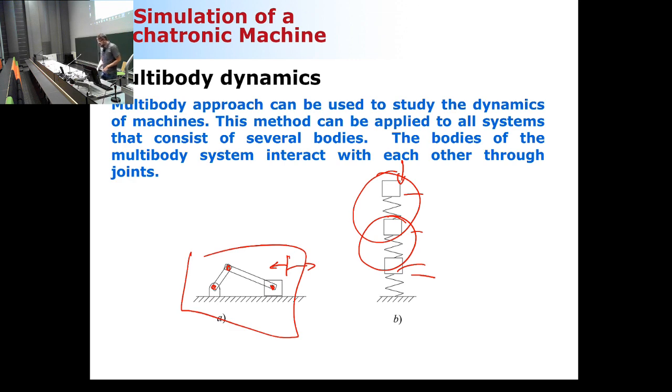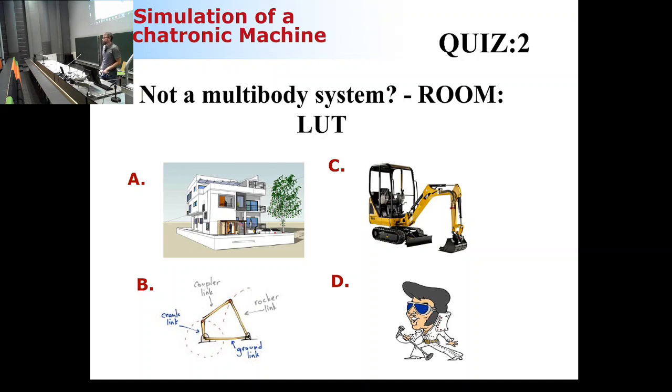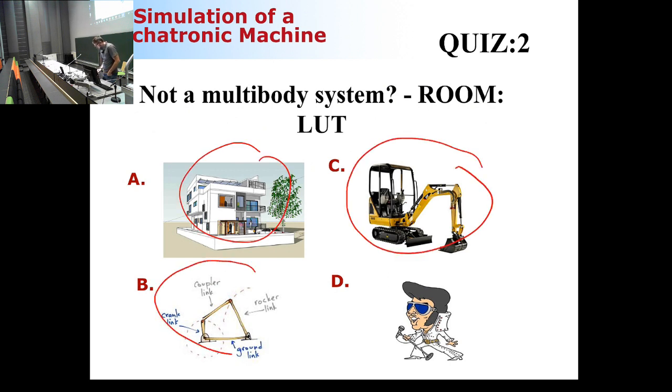Okay, so let's go. What's not the multi-body system? Let me put the class quiz on. Okay, so let me explain what I have here. I have a building, an excavator, a 4-bar mechanism, and Elvis. One out of the 4 is not the multi-body system. Which one is not the multi-body system? I would like you to enter your answer into the Socrative system.